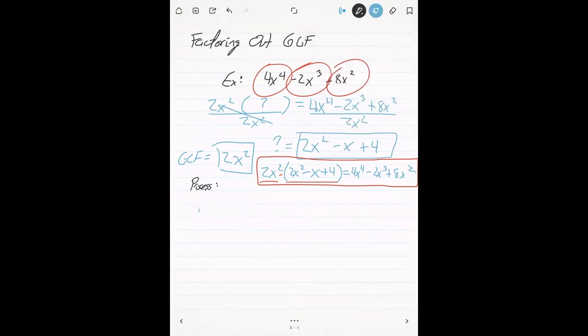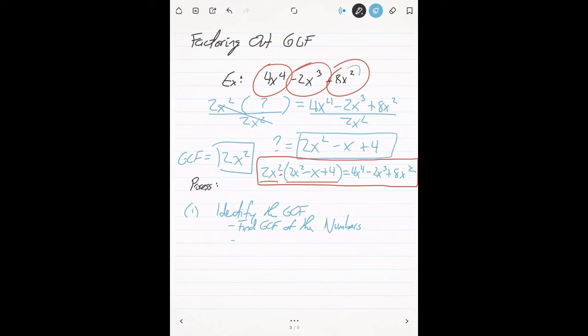The first step is to identify the GCF. And let's make sure we understand how we figured out what that GCF was, because we had to do it in two parts. Find the GCF of the numbers. So that was pretty easy. The 4, the 2, and the 8. We found a GCF there. Then we need to find the GCF of the variables.